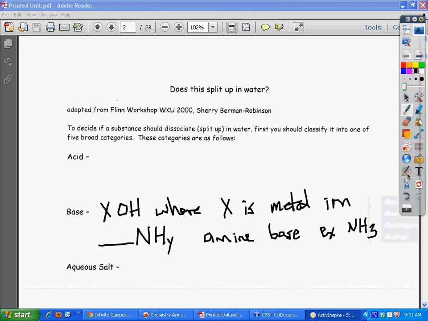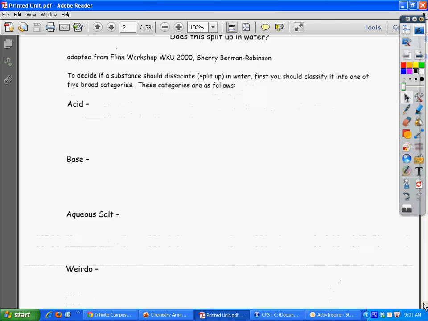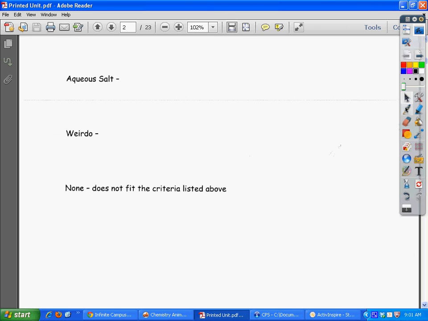The third category is aqueous salt. Something is an aqueous salt if it is a salt. Now, when you say salt, you can't mean sodium chloride. Sodium chloride is table salt. The term salt in chemistry is a lot more broad than the term salt is used in everyday language. That's usually opposite. Usually we mean something very specific in science, and other people use the word to mean something much more broad. But here it's opposite.